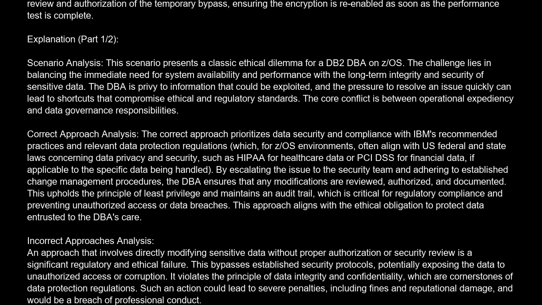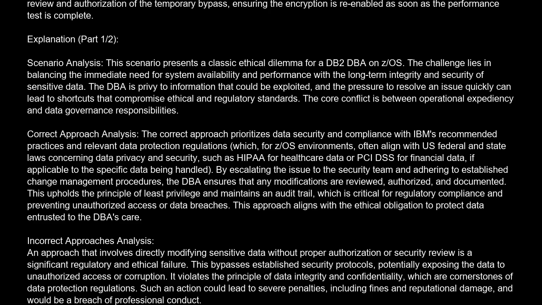Explanation. Scenario analysis. This scenario presents a classic ethical dilemma for a DB2 DBA on Z/OS. The challenge lies in balancing the immediate need for system availability and performance with the long-term integrity and security of sensitive data. The DBA is privy to information that could be exploited, and the pressure to resolve an issue quickly can lead to shortcuts that compromise ethical and regulatory standards. The core conflict is between operational expediency and data governance responsibilities.